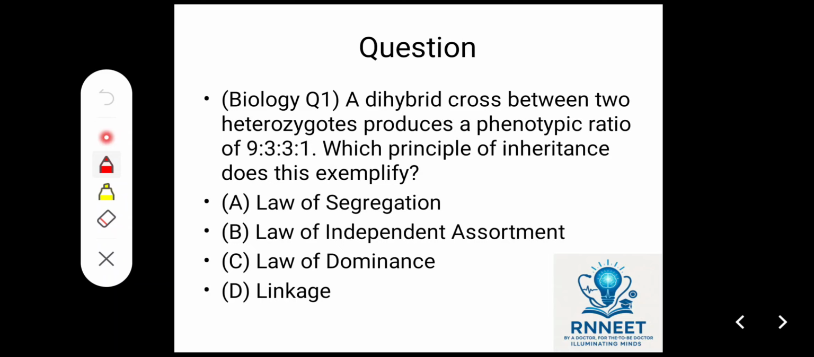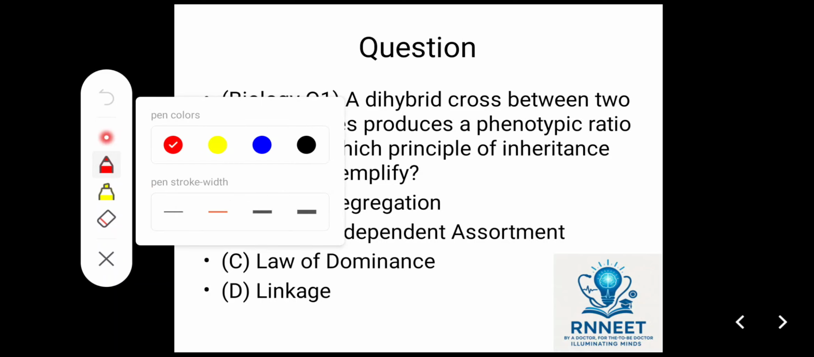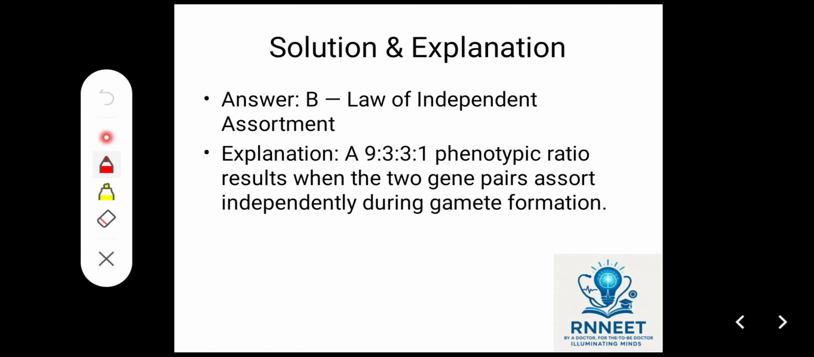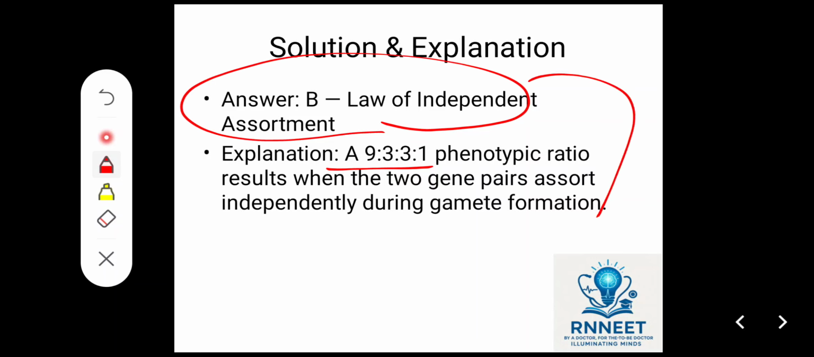From the question itself, the moment you see 9:3:3:1, you're going to note that the answer is law of independent assortment. It is clearly the phenotypic ratio when two genes assort independently. So the moment you see this, you should know that it is independent assortment.